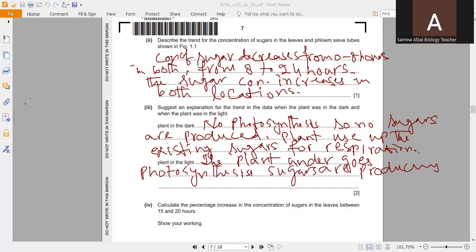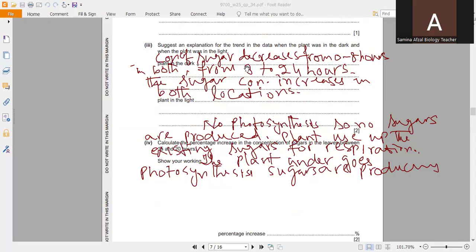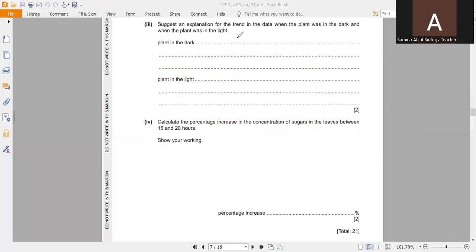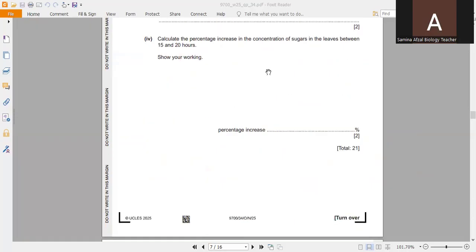So the next question is the percentage increase. Calculate the percentage increase in the concentration of sugars in the leaf between 15 to 20 hours. So here you have to show your working. From the table, we can see the values, so move towards the table.